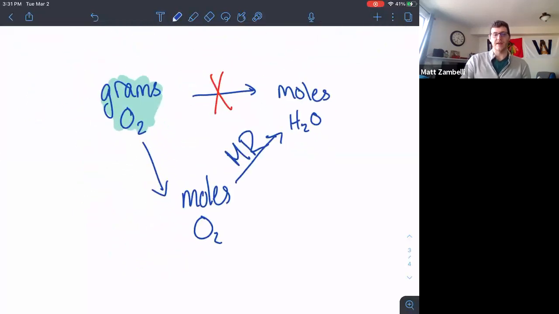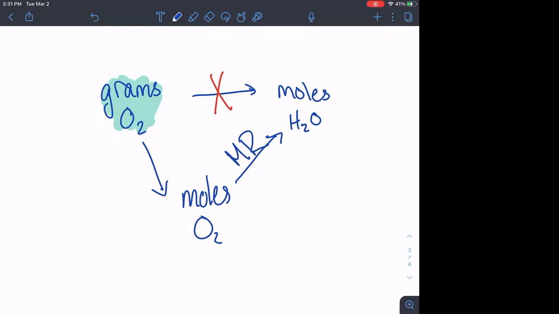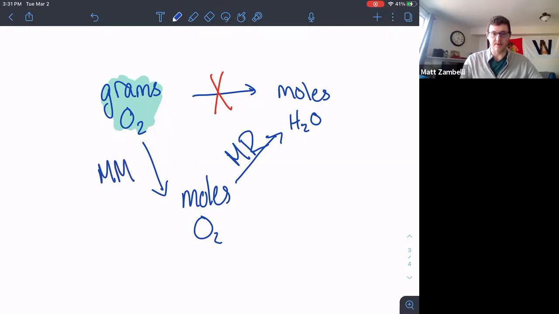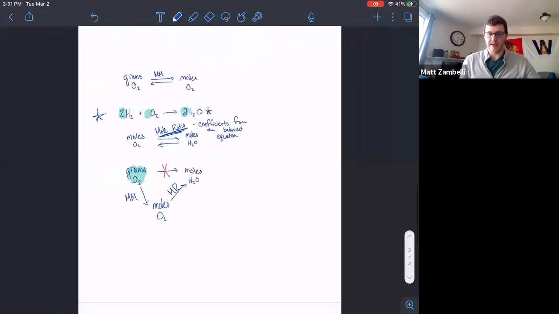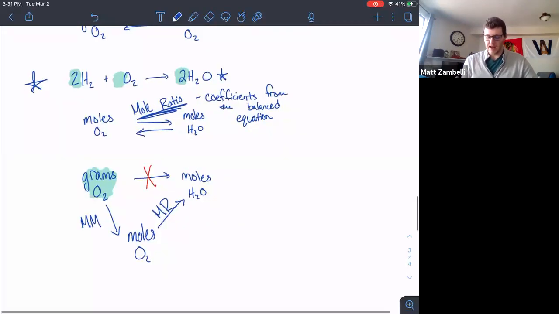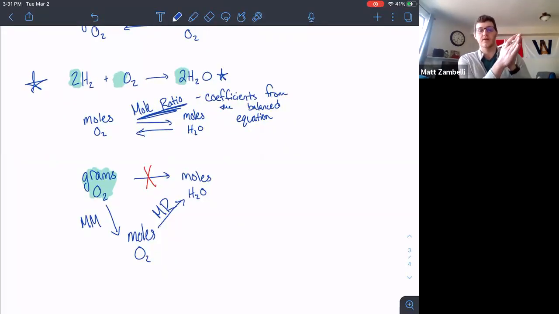So remind me again how to go from grams of oxygen to moles of oxygen. You divide by molar mass. We use our molar mass, perfect, or that atomic mass, good. And then we use our mole ratio to go from moles of oxygen to moles of water. So these ones are two-step problems if we're going from grams of one element or compound to moles of another element or compound.